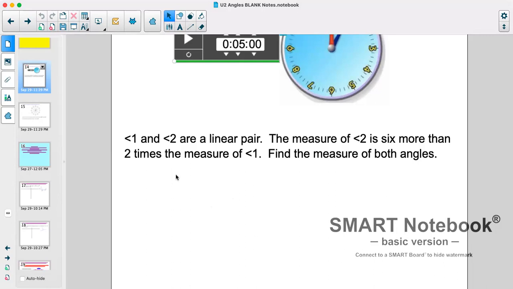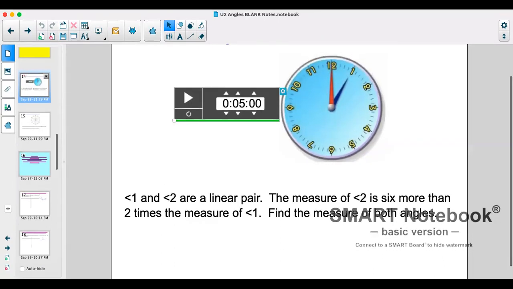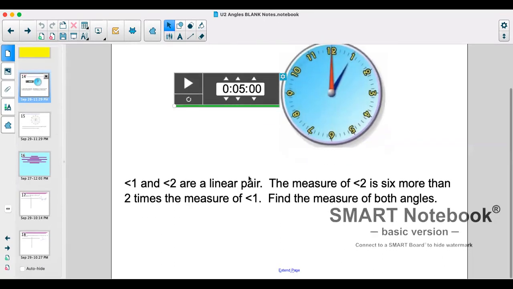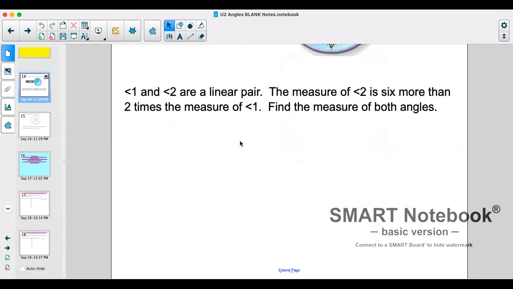And so here we go. Again, angle one and angle two are a linear pair. The measure of angle two is 6 more than 2 times the measure of angle one. Find the measure of both angles.